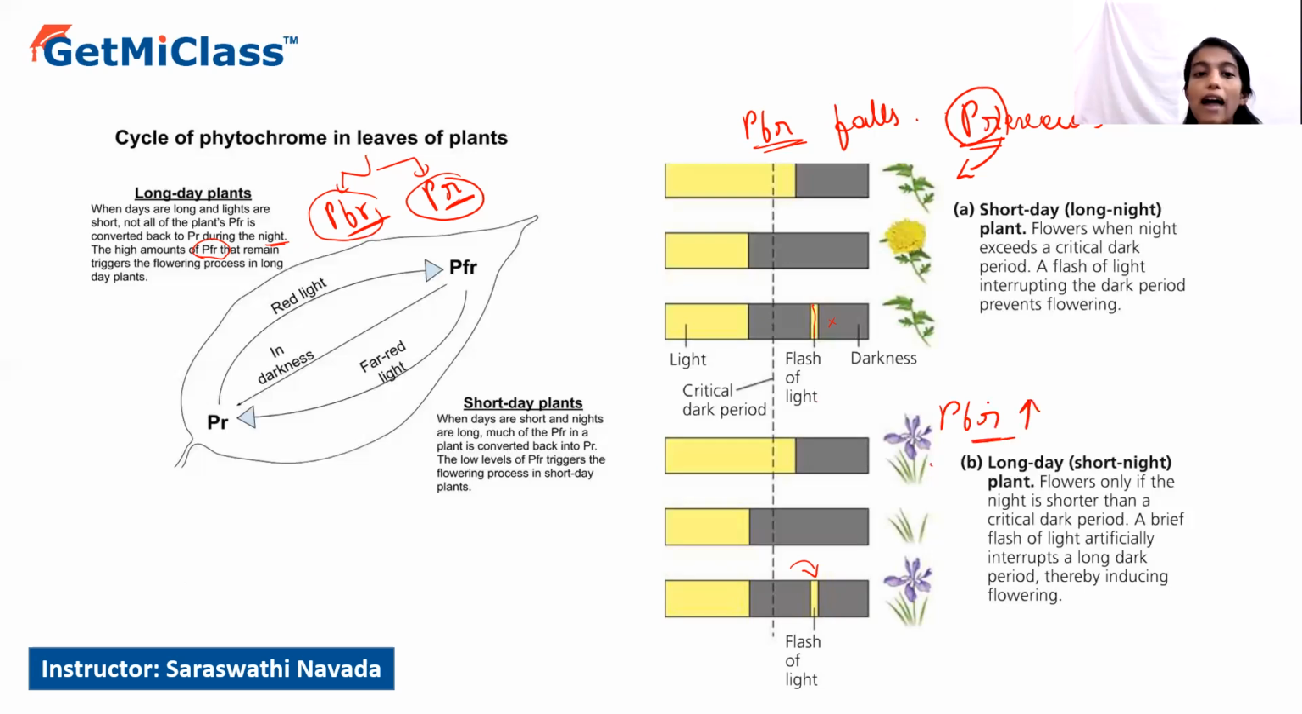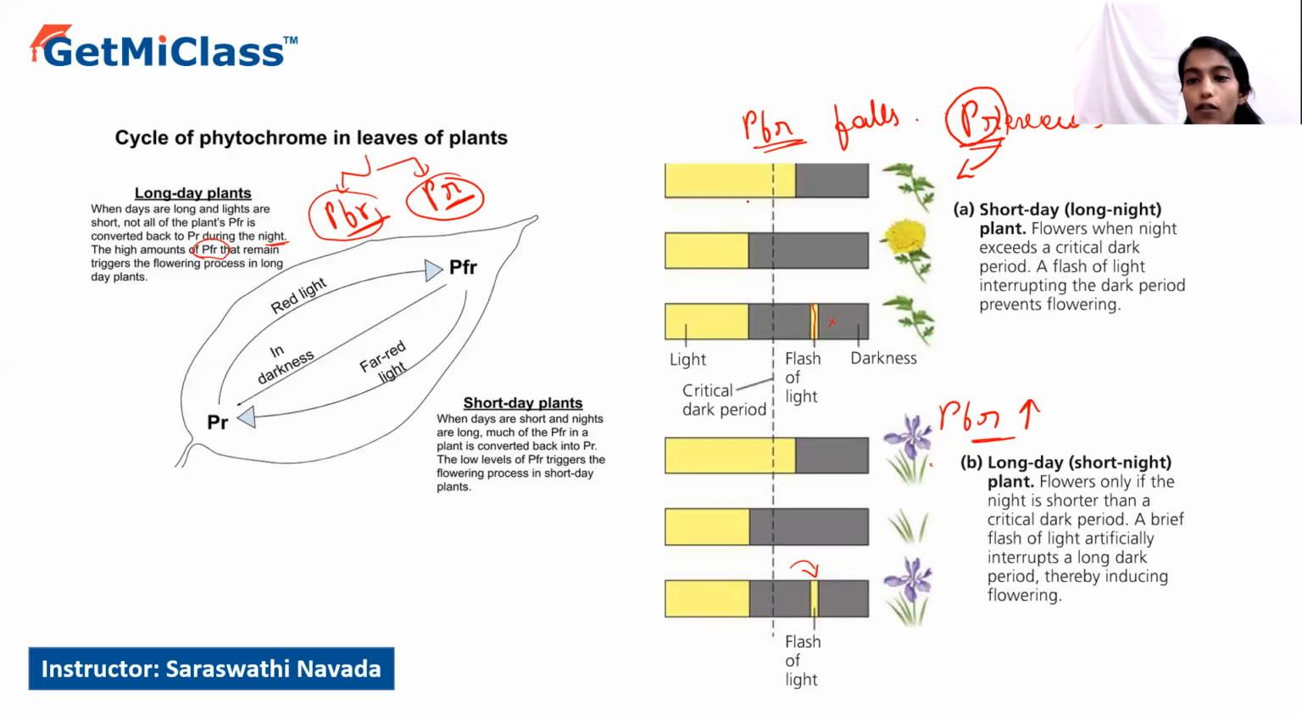So that is the mechanism lying behind photoperiodism in plants, where the phytochromes exist in two forms, PFR and PR. PFR concentration will be more in the daytime and PR will be more in the nighttime. If the PFR concentration is more, it induces flowering in long day plants, whereas PR concentration will be more in short day plants, where it induces flowering.